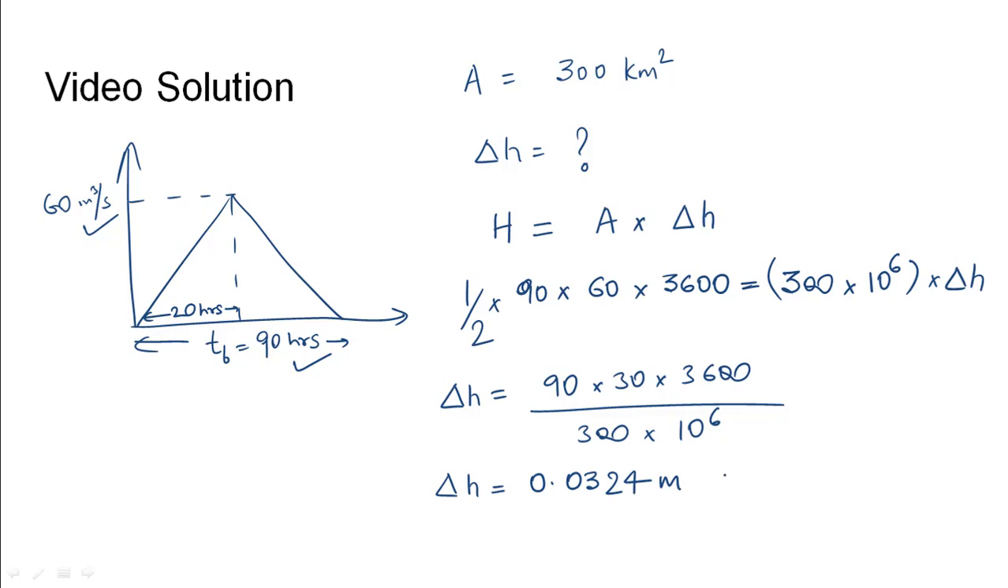Delta H would come out as 0.0324 meters. This can be converted to centimeters since the options in the question are in centimeter. This would give around 3.24 centimeters as the rainfall excess.